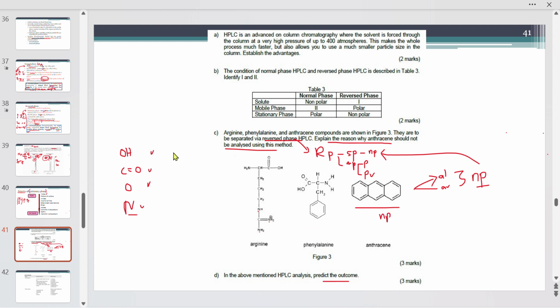You have to look at the functional group. Okay, both of these structures have hydroxyl. Both also have carbonyl. So how do you choose? You look at the rest of the functional groups. This one has extra nitrogen. It has 1, 2, 3, 4. The fourth nitrogen even has a charge. So obviously this is the most polar, followed by the second analyte. So predict the outcome. You have to mention which one comes out first, and then you explain why.